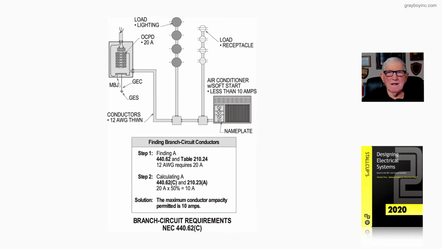Now this figure 19-24B deals with branch circuit requirements in accordance with 440.62C. Now this would be an installation where the air conditioner maybe would operate with these other loads, lights and receptacles. Now what this section allows basically is to borrow 50% of this circuit.